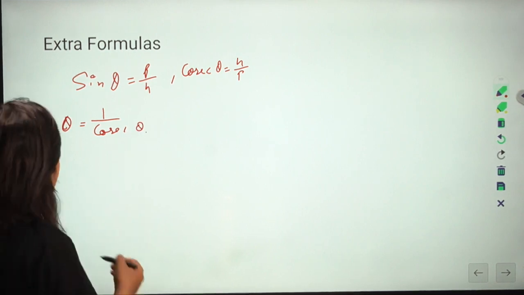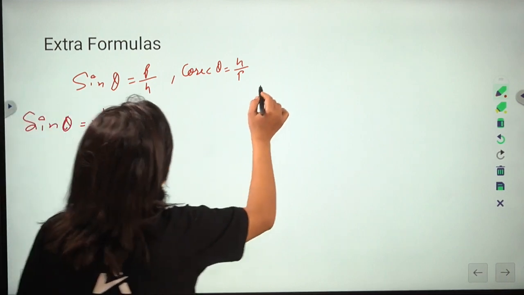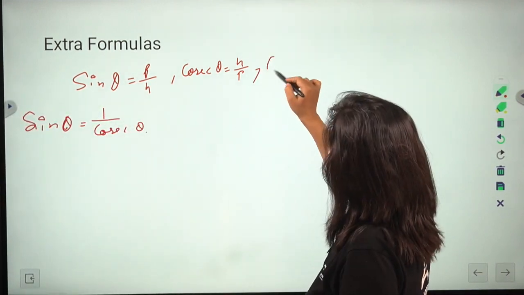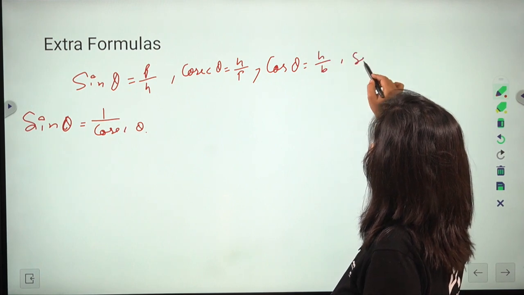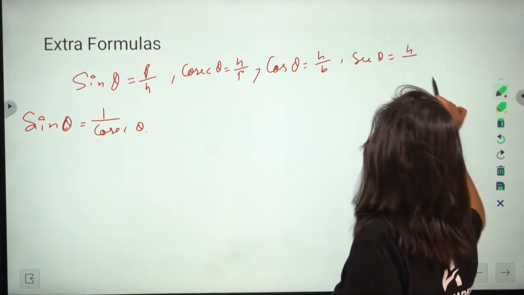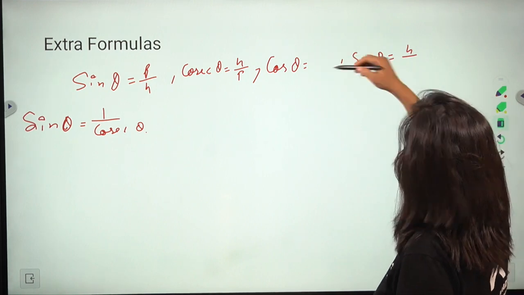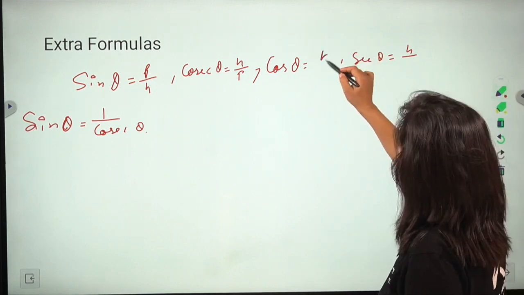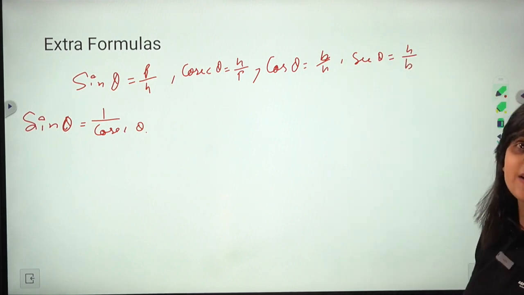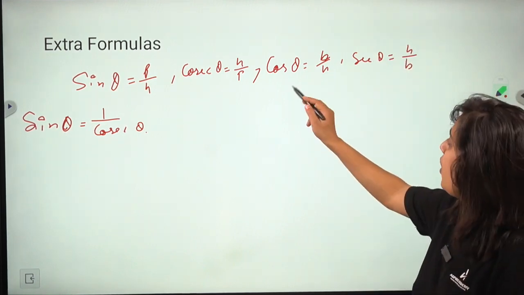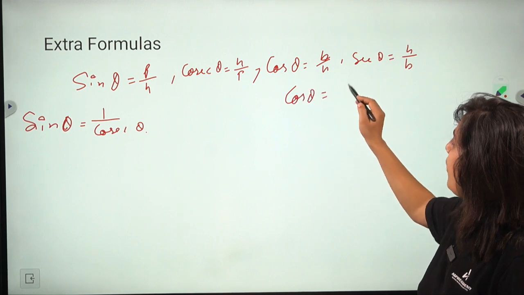Understood? Similarly, you see, cos theta is equal to B by H and sec theta is equal to H by B. It is reciprocal, isn't it? That means cos theta is equal to 1 by sec theta.